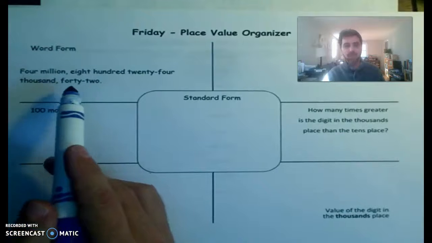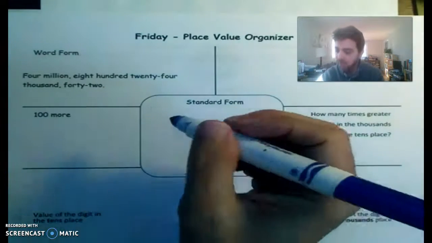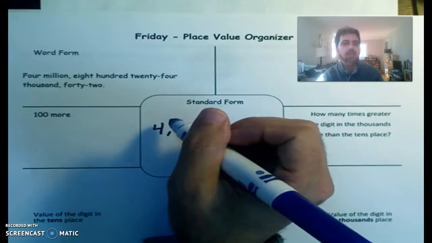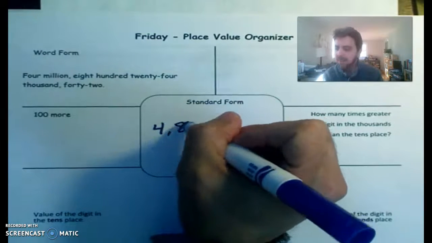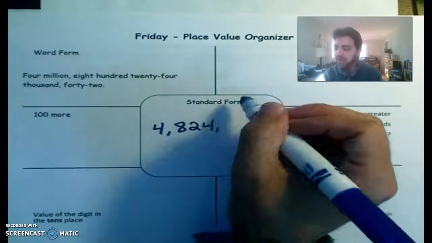It's in word form. Once again, I am going to write the number wrong, incorrectly, and I want you to figure out what I did. Okay, here we go. We got 4,824,000. Okay, 824,000. 42.